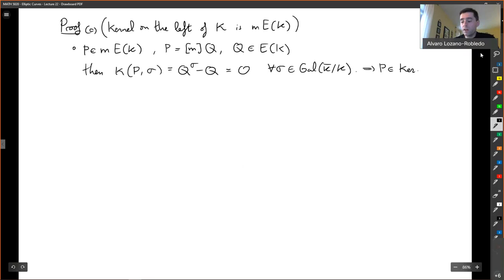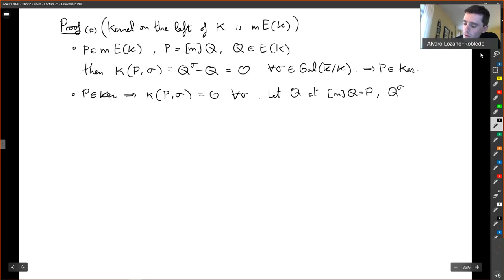Suppose that P is in the kernel, which implies that kappa of P sigma is O for all sigma. And now let Q be such that M times Q is P. Then Q sigma minus Q is always zero. So that implies that Q sigma is always Q for all sigmas in the Galois group.